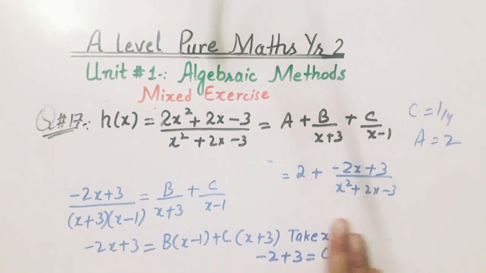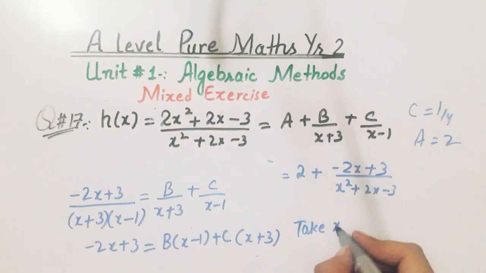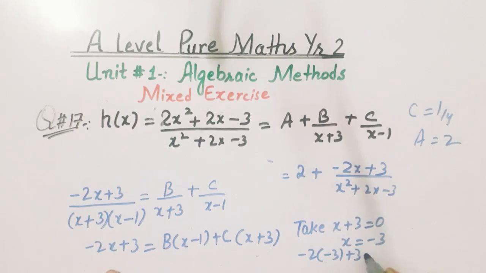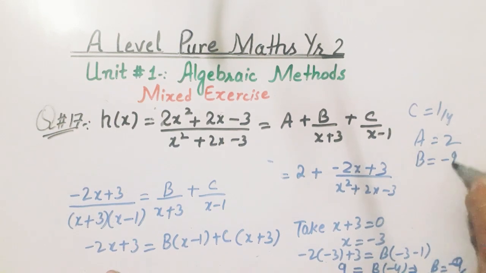Now to find the value of b, we will take x plus 3 equal to 0. So x equals minus 3. So minus 2 into minus 3 plus 3 equals b into minus 3 minus 1. So 2 into 3 is 6, plus 6 plus 3 is 9. So b into minus 4, which implies that b equals minus 9 by 4. So here we write the b value, that is minus 9 by 4.